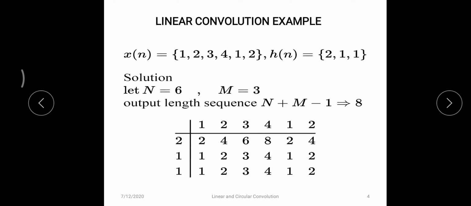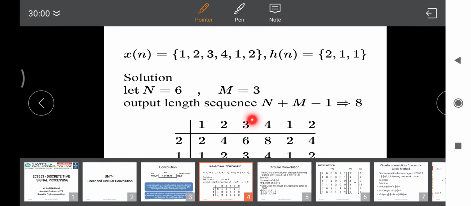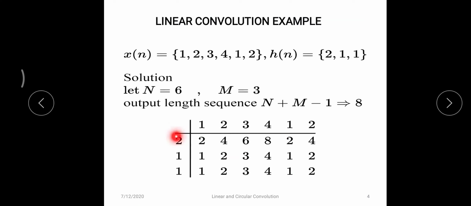Now we will see how to perform linear convolution between two sequences. We can take x of n as a row and h of n as a column. It is up to the user's perspective. We can also take x of n as a column and h of n as a row. Nothing wrong, we can do it both ways. Both are allowed. Here I have taken x of n in the row manner and h of n in the column manner. You can place the values one by one. First I have taken x of n equal to 1, 2, 3, 4, 1, 2 and h of n equal to 2, 1, 1.